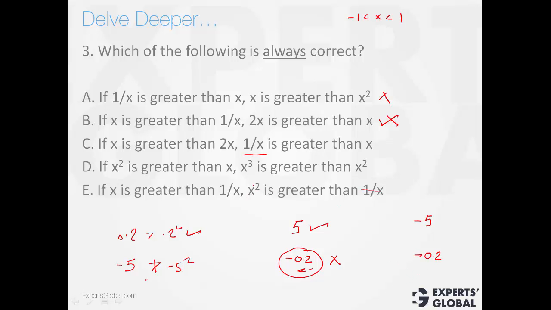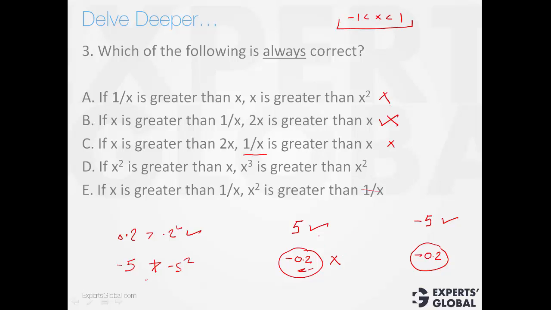So 1 upon x is greater than x. So yeah, 1 upon -5 will be greater than -5. So this is true in this case. However, this would not be true in this case. See, 1 upon x would be a big negative number, and it won't be greater than -0.2. So this can also be eliminated. Remember, again, such values are playing the role in eliminating answer choices.